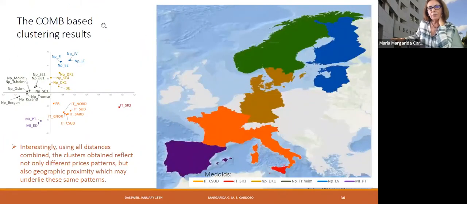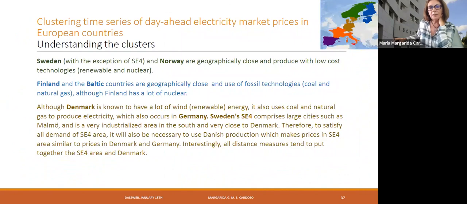When using the comp measure-based results, we end up with these clusters. These 6 clusters, they have a geographical coherence, and it was very interesting to see them emerge from our combined distance. So they reflect, these clusters, not only different price patterns, but also geographic proximity, which of course may underlie the patterns. And understanding the clusters a little better, we can see that Sweden, with exception of this region here, which is in the south, and Norway are geographically close and produce low-cost technology energy.